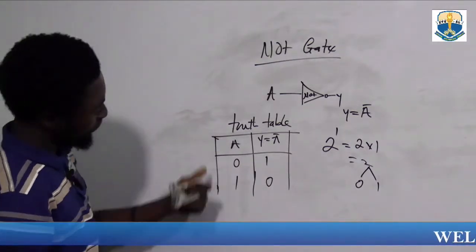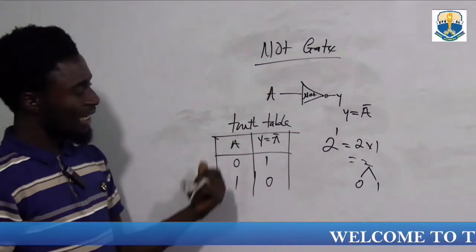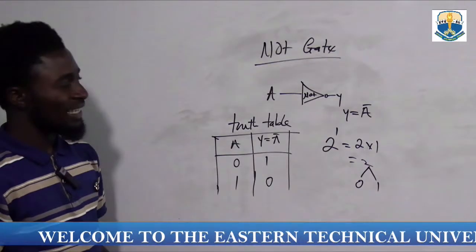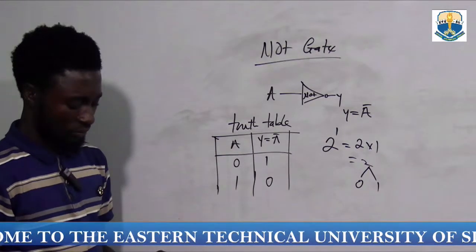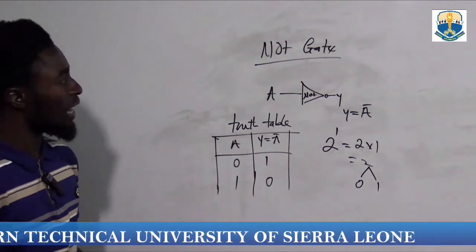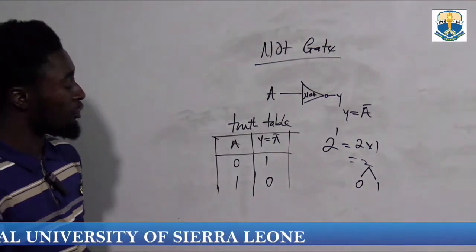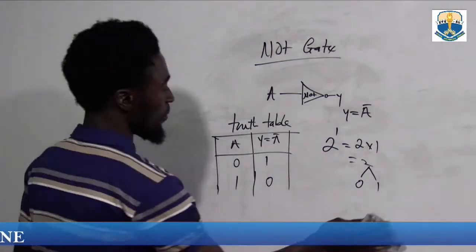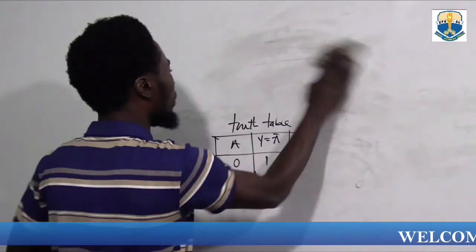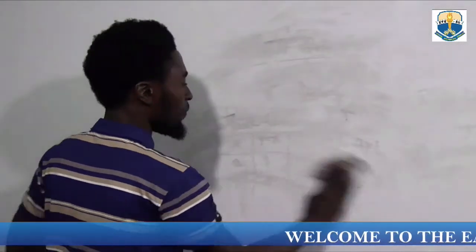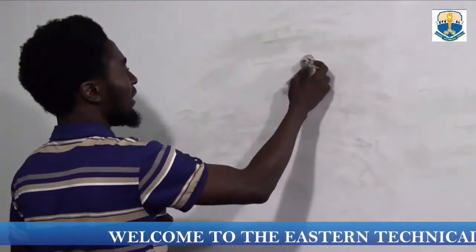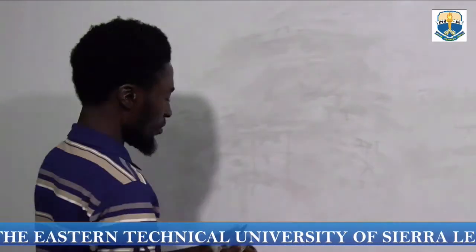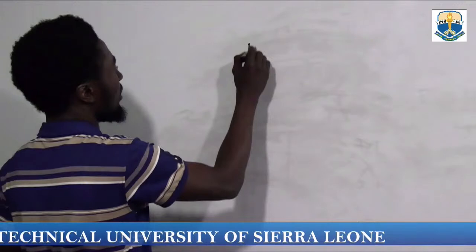So this is how to write or to draw the truth table for the NOT gate. But let us see how we can draw the truth table for the universal gates. Of course, looking at the universal gates, we have the NOR gate and the NAND gate. So we say the NAND gate.